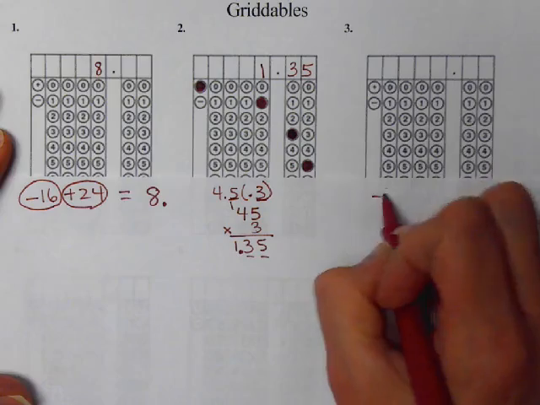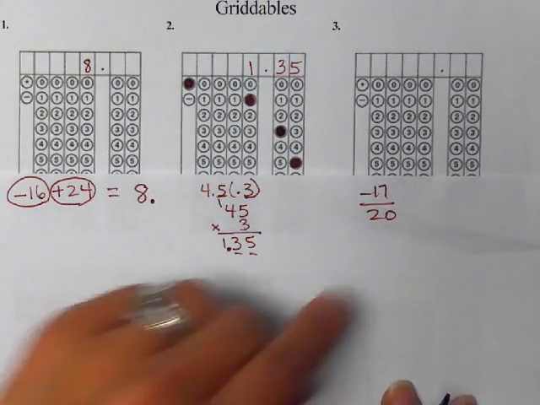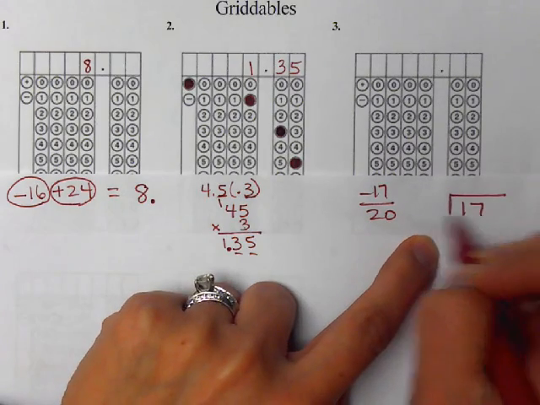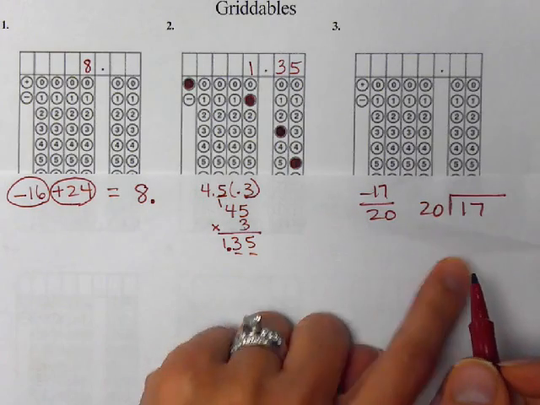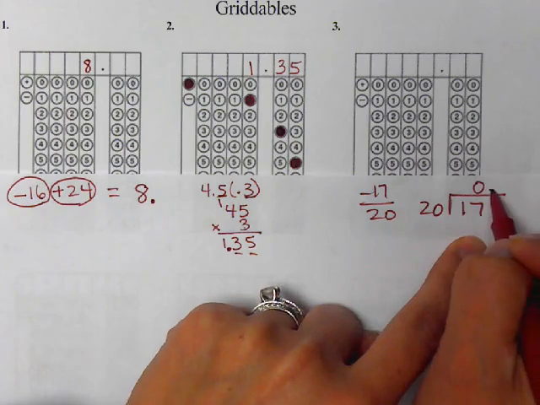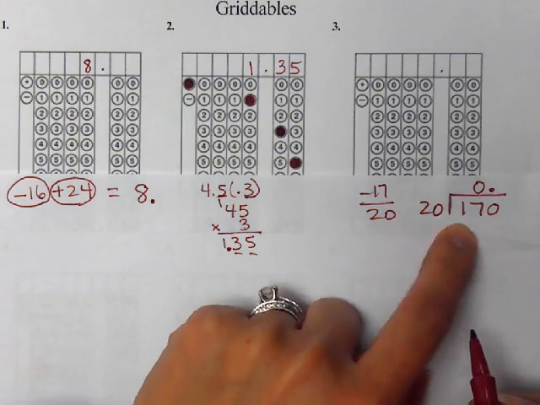Let's say I have negative 17 divided by 20. I'm going to T-bow this problem. Top in, bottom out. I'm not going to worry about the sign just yet. I'm going to take care of it when I'm done dividing this out. 20 can't go into 17, so I'm going to add a 0 in my decimal and bring down an imaginary 0. 20 can go into 170.